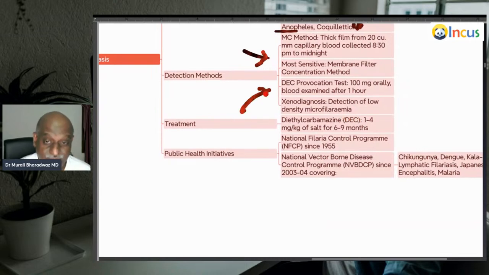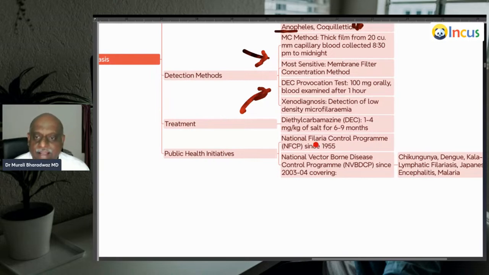We do the DEC provocation test by giving the Hetrazan tablet 100 mg orally, and blood is examined after 1 hour for the filarial. We can also do xenodiagnosis. We catch the mosquito, catch the microfilaria inside its stomach, and diagnose filariasis.